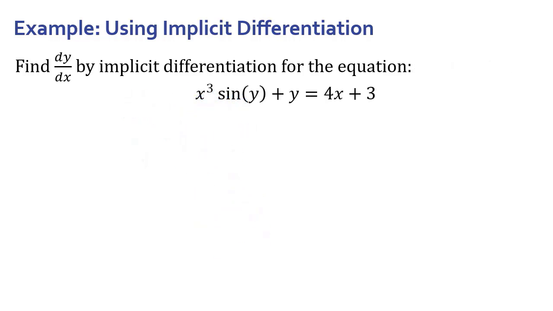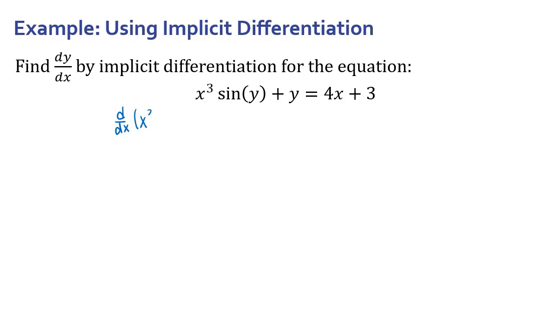Find the derivative of y with respect to x by implicit differentiation for the equation x squared sine of y plus y equals 4x plus 3. Okay, so this is an implicit differentiation because I don't have y equals and everything else is in terms of x. So we will use the steps for solving and doing implicit differentiation. So that first step is to take the derivative of both sides.